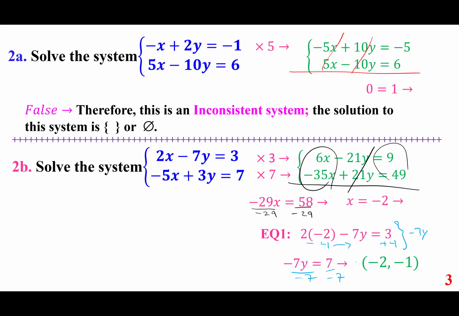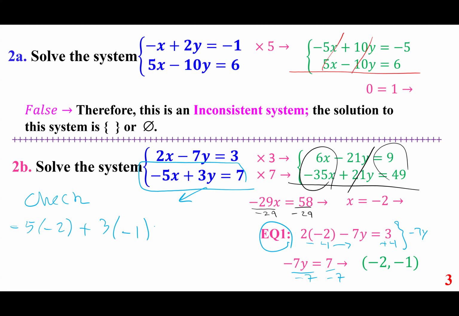So that's the pair. And notice we used equation 1. We have to check with equation 2, the one we haven't used yet. So minus 5 times x, which is negative 2, plus 3 times y, which is negative 1. Is this equal to 7?